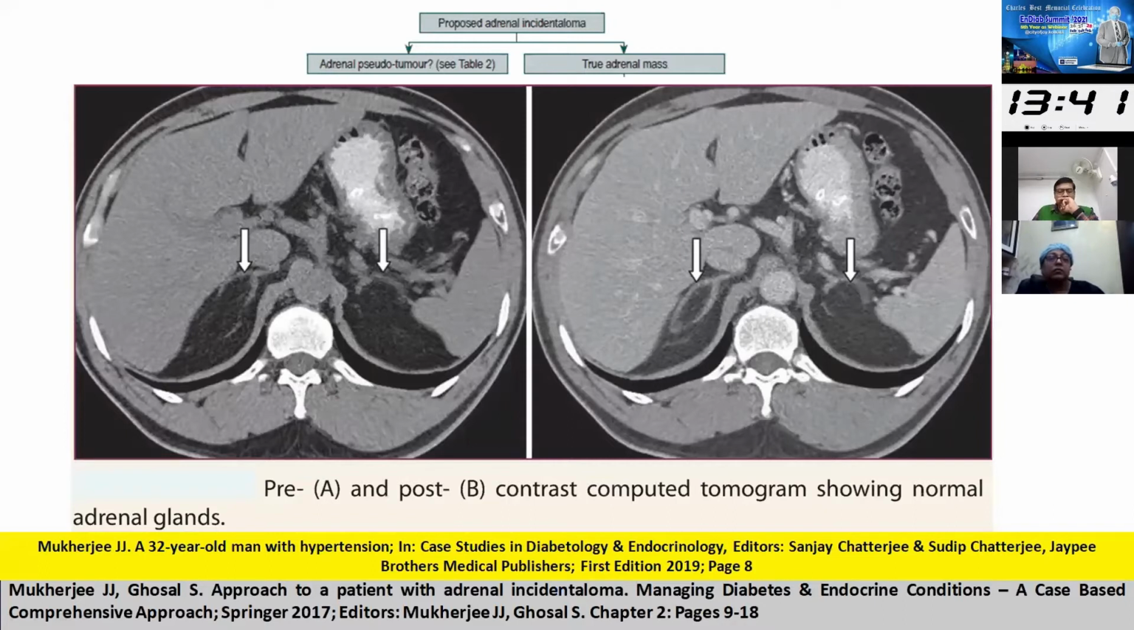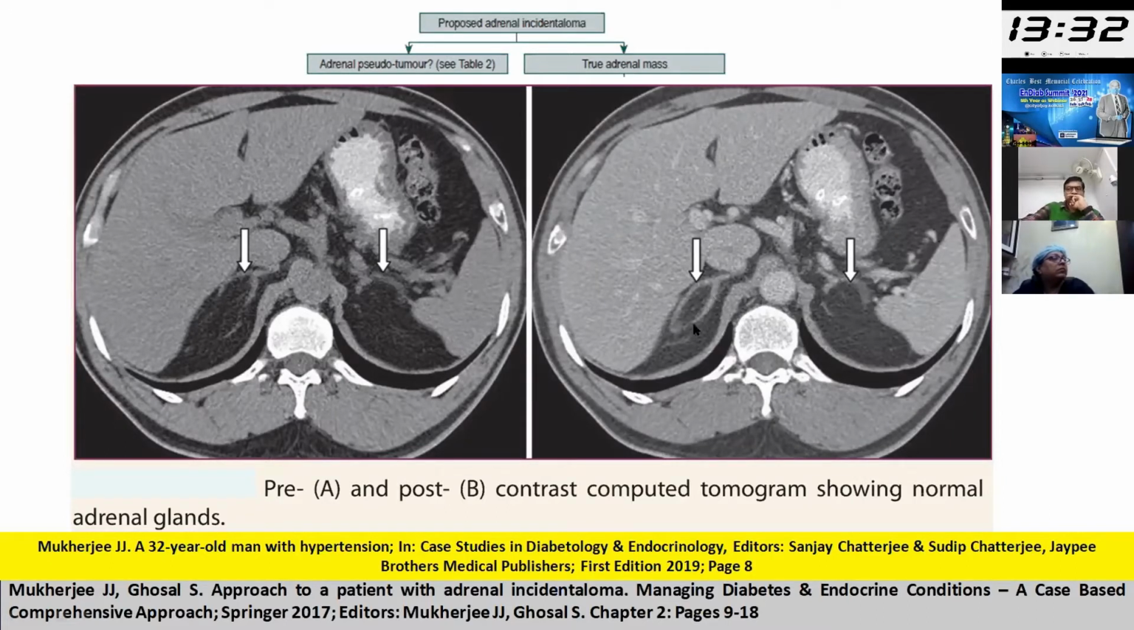Now, what do I mean by adrenal pseudotumor? This is how the adrenal gland should look. This is the right adrenal gland, this is the left adrenal gland, pre-contrast, and this is the post-contrast. The easiest way is to see the limbs of the adrenal gland and compare them with the crura of the diaphragm. If they are thicker than that, then we say they are hyperplastic. And of course, you look for an adenoma.